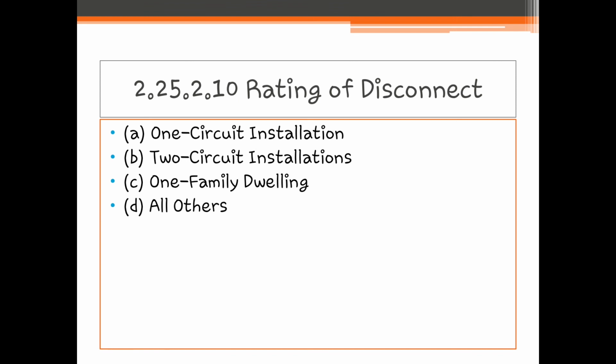For 2 circuit installation, for installation consisting of not more than two wire branch circuits, the feeder or branch circuit disconnecting means shall have a rating of not less than 30 amperes. For 1 family dwelling, not less than 100 amperes, 3 wire, and all others. For all others installation, the feeder or branch circuit disconnecting means shall have a rating of not less than 60 amperes.